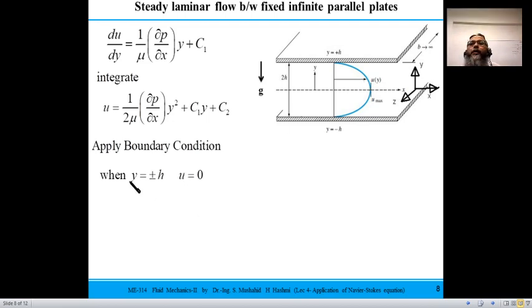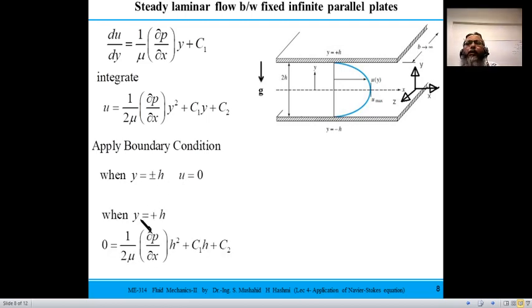Due to this no slip boundary condition, the layer of fluid in contact with both the top plate and the bottom plate, which are not moving, has velocity 0 when y is plus or minus h. So one by one we substitute these boundary conditions. We first put y equal to plus h.